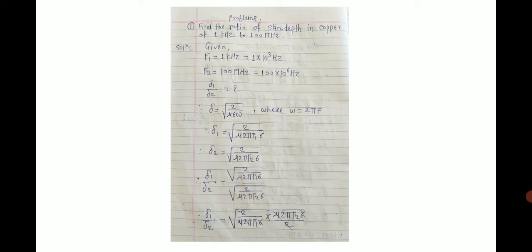And let's see the last step: delta 1 divided by delta 2 is the square root of 2 divided by mu 2 pi f1 sigma into mu 2 pi f2 sigma divided by 2. The 2 gets cancelled, mu gets cancelled, 2 pi gets cancelled, sigma gets cancelled. Remaining in the square root, the numerator term will be f2 and the denominator term will be f1. So delta 1 divided by delta 2 is equal to square root of f2 by f1.